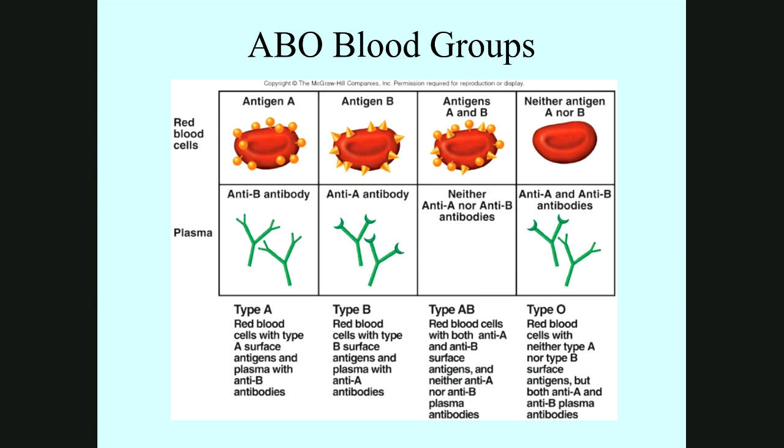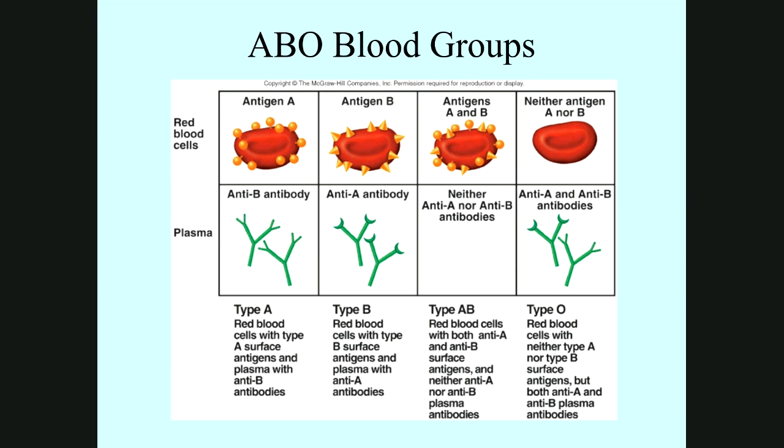Type A red blood cells have antigen A on their surface, and in their plasma, antibody B is circulating. Type B red cells, of course, have antigen B. This is why we call it type B, because of the antigen B on their surface. And they have anti-A antibody circulating in their plasma.